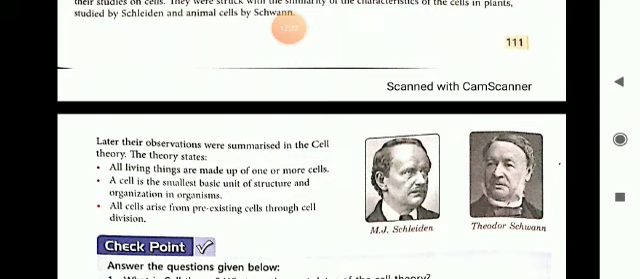Later, their observations were summarized in the cell theory, and this theory states that all living things are made up of one or more cells. A cell is the smallest basic unit of structure and organization in an organism. And third, all cells arise from pre-existing cells through cell division.